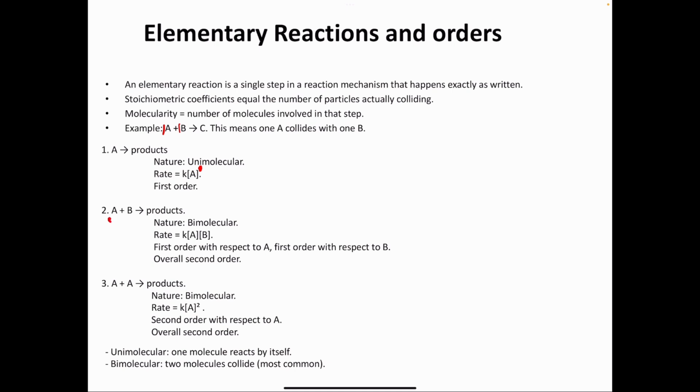If A reacts with B to give us C, and again, these are all elementary reactions, the rate is going to be bimolecular because two molecules are reacting. However, the rate will equal k into 1 A reacted and 1 B. So it's going to be the concentration of A to the power 1 times the concentration of B to the power 1, since the coefficients in the reaction were both 1. So it's going to be first order with respect to A and first order with respect to B.